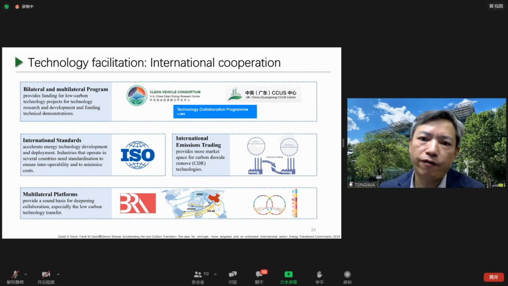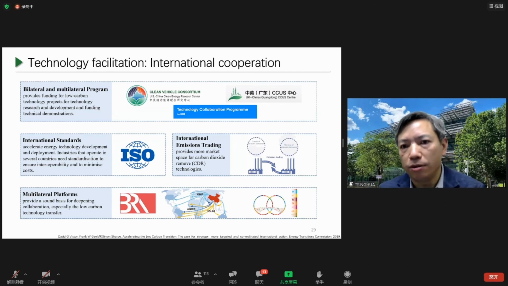There may be four types of cooperation forms. The first one is to set up international programs, which can provide funding for low-carbon technology projects, especially funding R&D and demonstration of new technology. For example, the US-China Clean Energy Research Center, the UK-China CCUS Center, and the IEA Technology Collaboration Program, supporting cooperation in 38 technology areas.